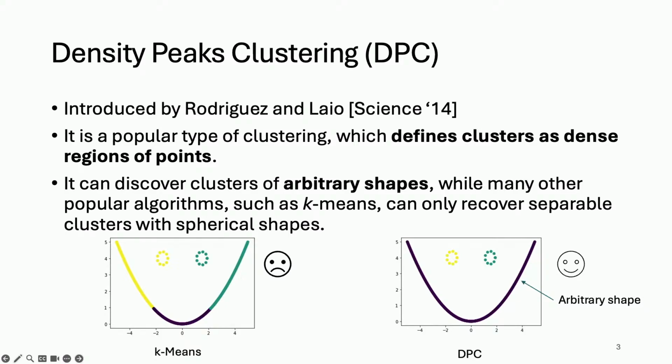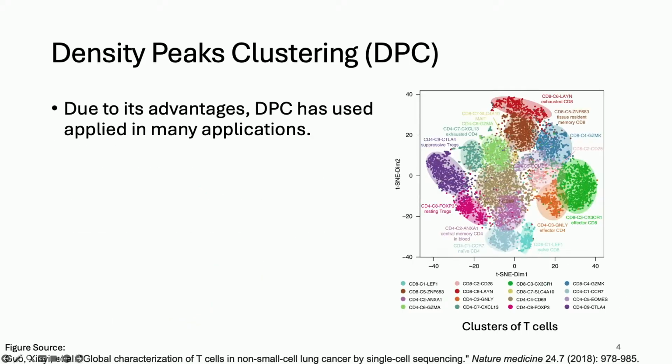So as an example, if we have this data set, which is a smiley face, two eyes and a mouth on the left, if you use k-means, you're not going to be able to find the three clusters. But if you use DPC, you can actually recover the three clusters corresponding to each of the two eyes and the mouth. And due to the advantages of DPC, it's been used in many applications. So this picture was taken from a paper published in Nature Medicine where they're identifying clusters of T cells, which are used in cancer studies.